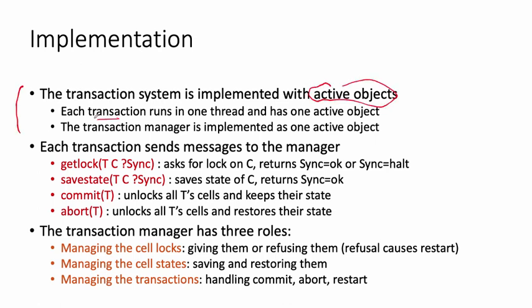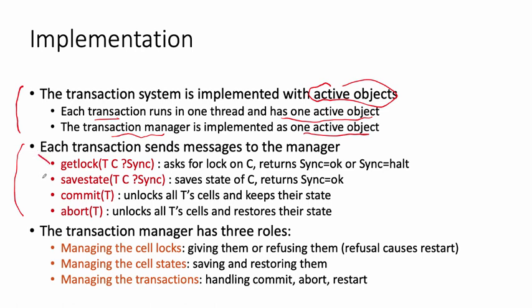Each transaction has one active object, and it's running in one thread. The transaction manager is also implemented as one active object. So it's actually implemented using message passing. And it's interesting. I have this shared state abstraction, which is transactions on shared data, but I'm implementing it using message passing. It's very fine because this is actually the easiest way to implement. And the transactions are sending messages to the manager. So the different kinds of message.